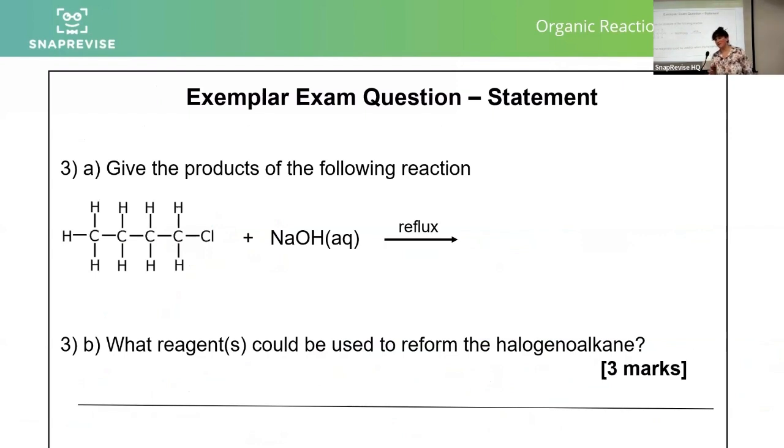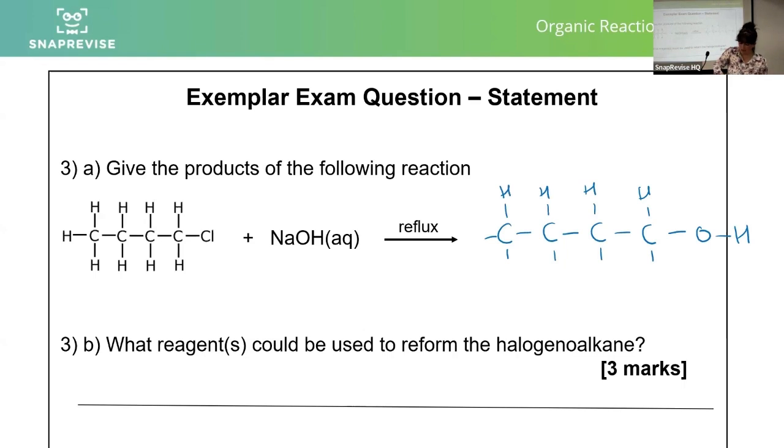Those of you that have covered it already will notice if it's ethanolic sodium hydroxide, you actually end up with an elimination reaction happening. But in this case, as it's aqueous, we get nucleophilic substitution. So I can recognize it as nucleophilic substitution. I'm going to be swapping out the halogen for my nucleophile, which is going to be OH minus. So I'm going to end up with how many carbons? 1, 2, 3, 4 carbons, and the OH. It hasn't asked me for a displayed formula. It's just asked to give the products. So if I didn't do a displayed formula, it wouldn't be the end of the world.